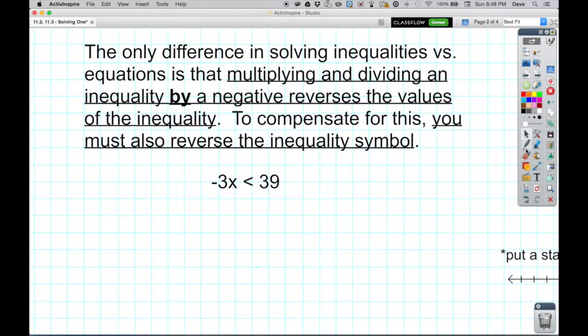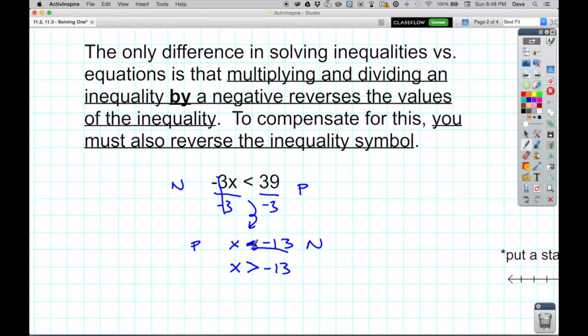So if I go to solve this, my move would be to divide by negative 3 to counteract this multiply by negative 3. These cancel, but now this side's positive and this side's negative. So I went from this side being negative and this side being positive to this side being positive and this side being negative. So there's no way this inequality symbol is right anymore. So what we want to do is flip-flop that symbol. We want to make it x is greater than negative 13. All right, and so that's our answer.